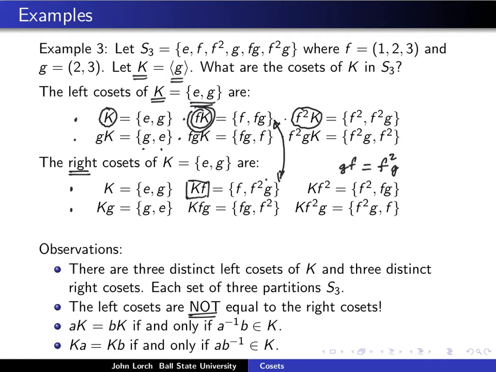Now again, you can check these conditions: two left cosets AK and BK are equal if and only if A inverse B actually sits within K. And then there's a similar condition for right cosets, that KA equals KB, but this time that's true if and only if A times B inverse is in K. So you might take a moment, maybe pause the video and check a few examples to make sure that those two conditions really are holding.